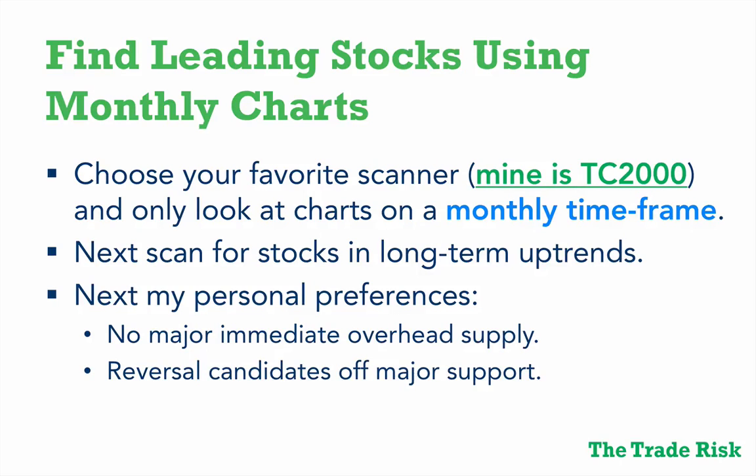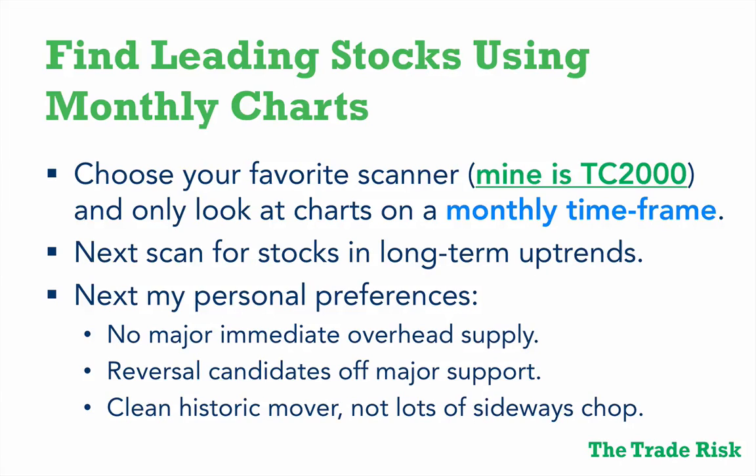So that's number 1. Number 2, reversal candidates off major support. Again, we're talking about a monthly chart here. If we know that long-term, multi-year support is at $50 in some stock and we see a sharp reversal off that on the monthly time frame, that might pique my interest, and it can be an emerging leader back on that daily swing chart. So that's something I would pay attention to. That's something that would be an added benefit.